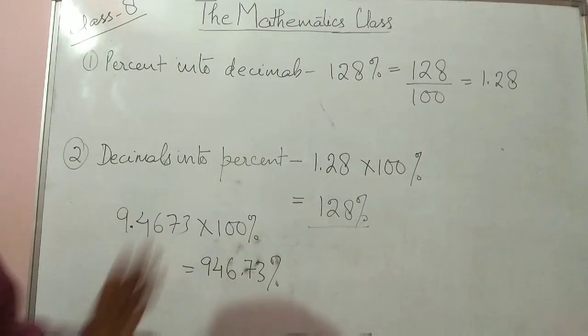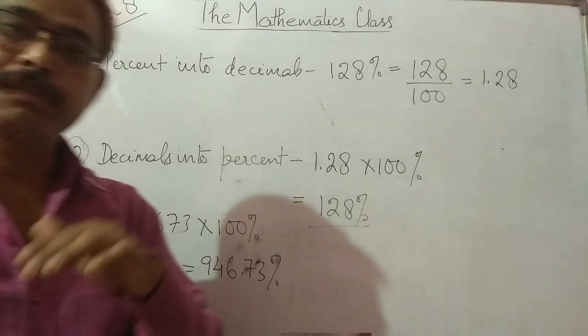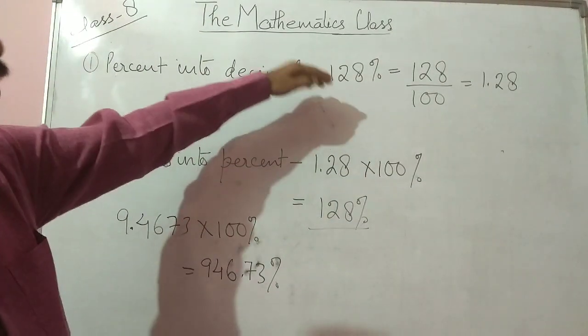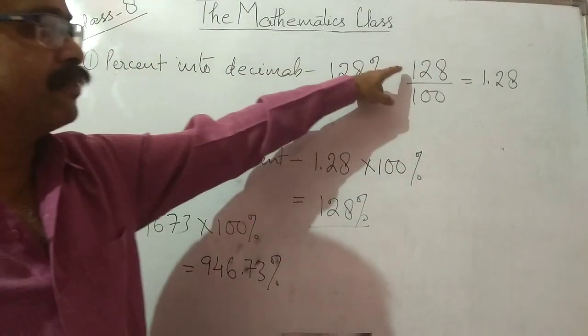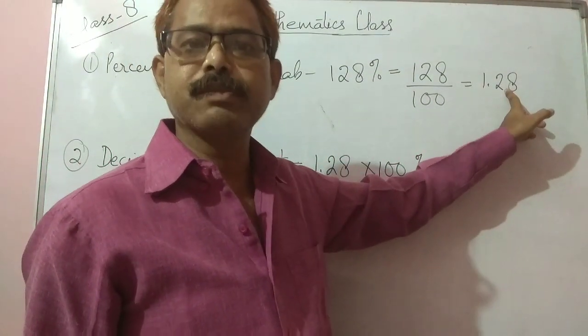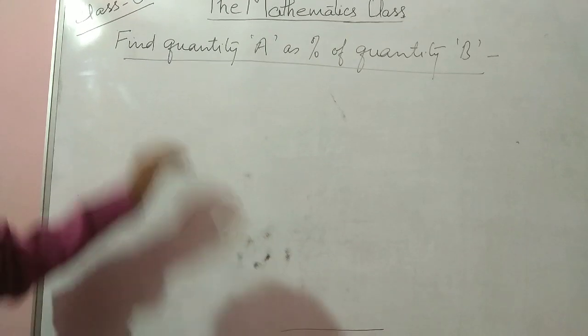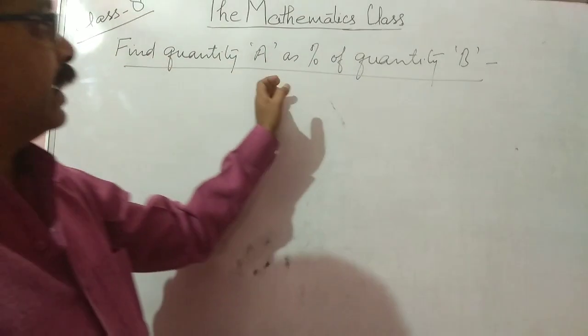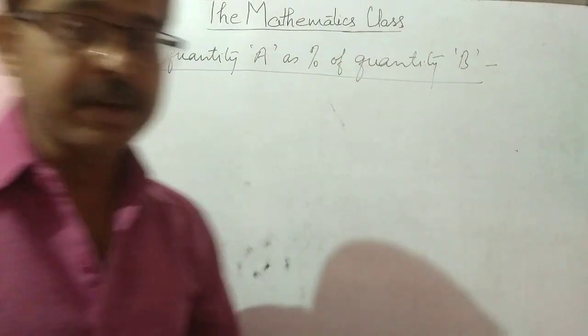Very simple. Whenever you have to convert a decimal into a percentage, multiply it by 100 and put a percentage sign like this. And whenever you are converting a percent to a decimal, just write the percent with denominator 100 and convert it to the decimal form. That's it. Now the next topic is: find quantity A as a percentage of quantity B.